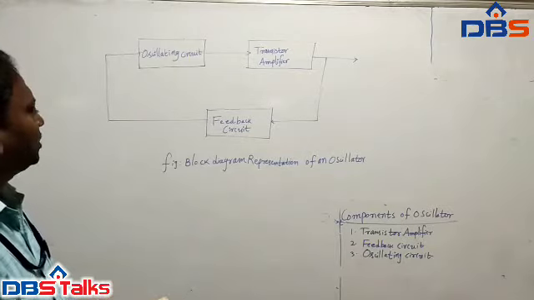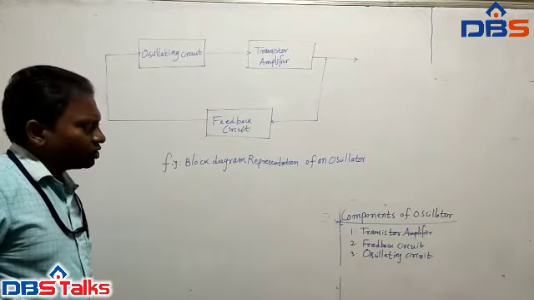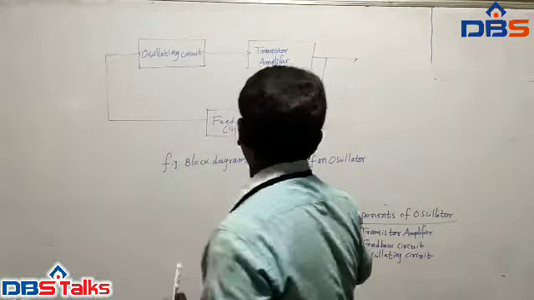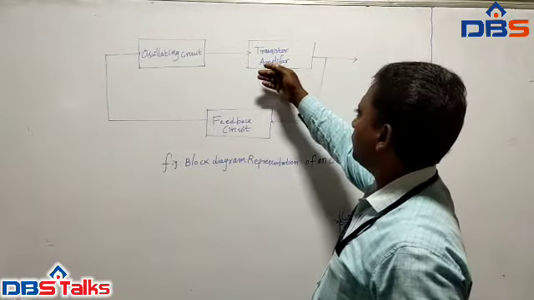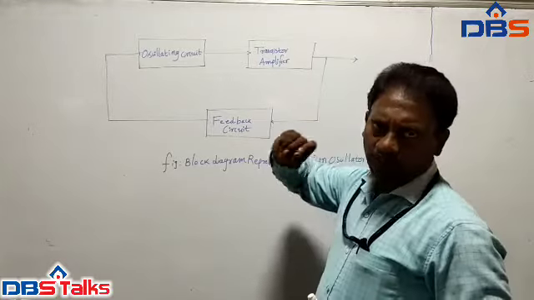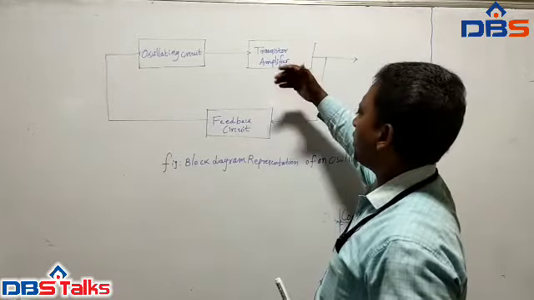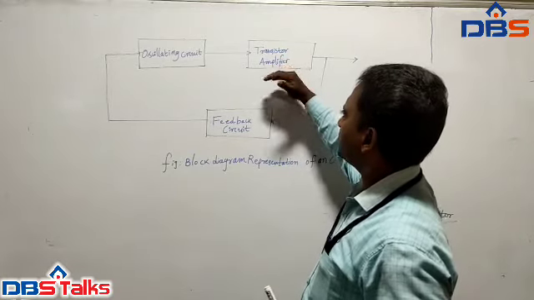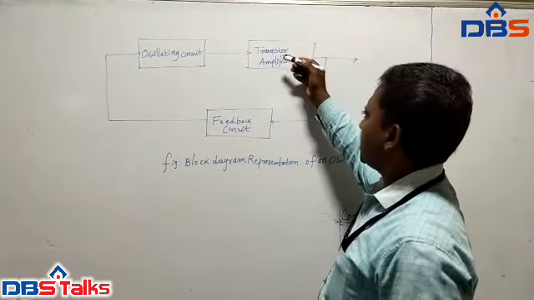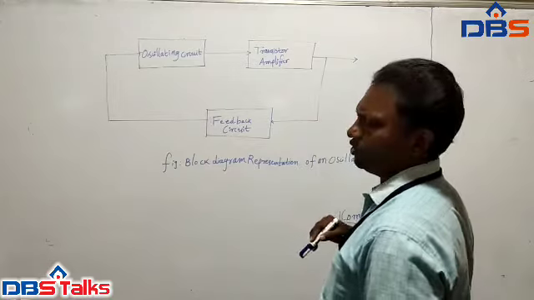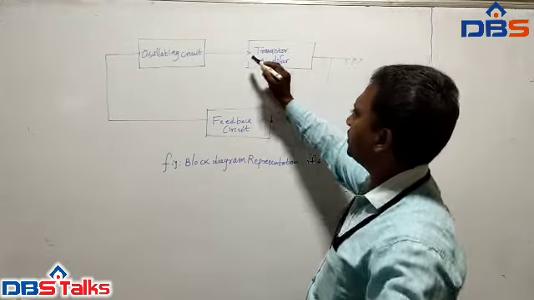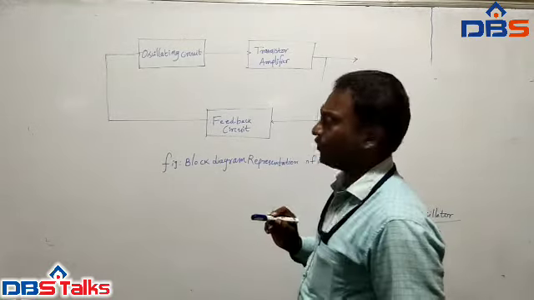Now we will discuss this block diagram of an oscillator. First, the transistor amplifier takes the input and amplifies it. To operate a device we need some supply voltage, so using the supply voltage, whatever input signal comes is amplified by this transistor amplifier. We have already studied transistors in the first and second units. So the transistor amplifier amplifies the signal which comes at the input side.